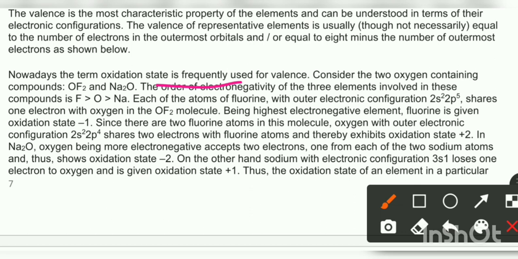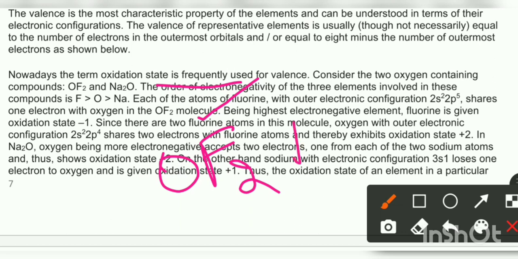Consider the two compounds containing electronegative atoms. For example, OF2. Here which one is the more electronegative atom? Yes, very good. Fluorine is the more electronegative atom compared to oxygen. According to the Pauling scale, the electronegativity of fluorine is 4, and oxygen is less than 4.